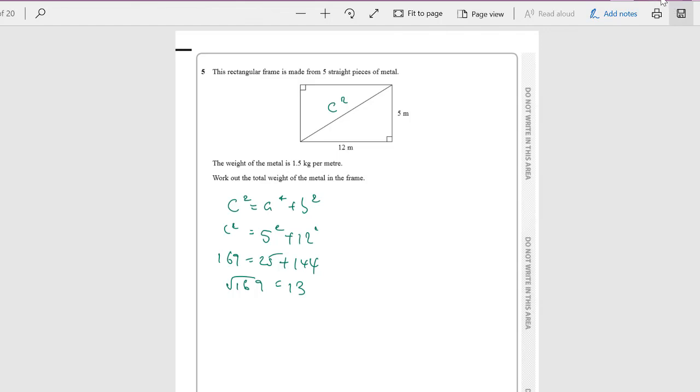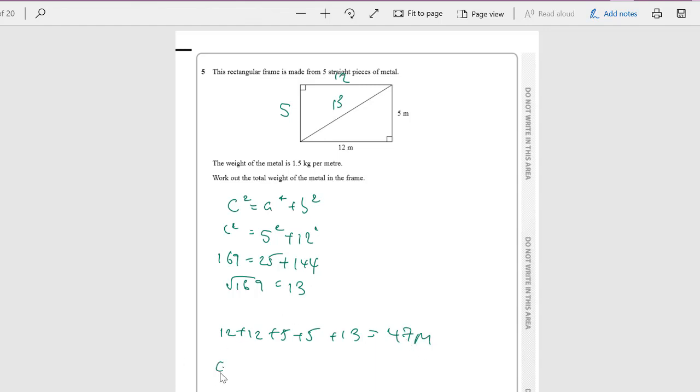So talk about 13 here. And here is going to be 12, the same, and here 5. So let's add up the lengths. So 12 plus 12 plus 5 plus 5 plus 13, which equals 47 meters.